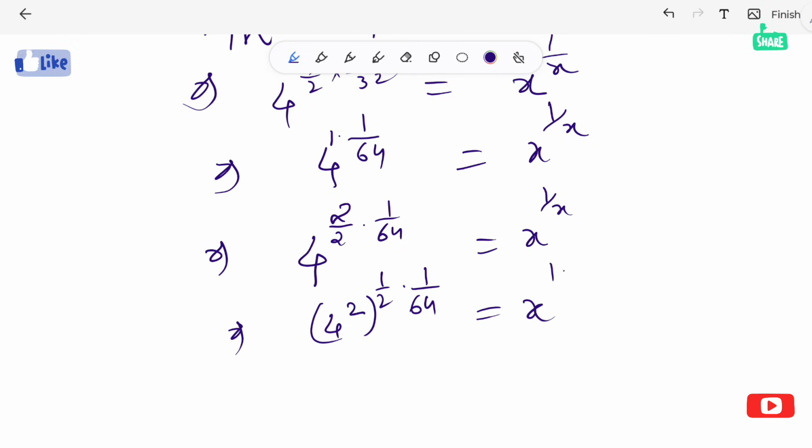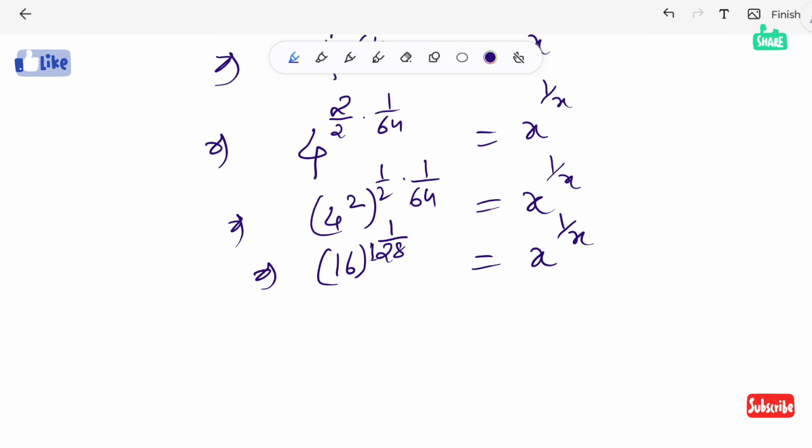Okay, now again I'm writing the powers which are there. So x to the power 1 by x. Now 4 to the power 2 means 16, and 1 by 2 into 1 by 64, that is 1 by, if I'm not wrong, 128. Okay, so 64 into 2: 2 fours are 8, and 2 sixes are 12. So this is the term. So x to the power 1 by x on the right hand side.